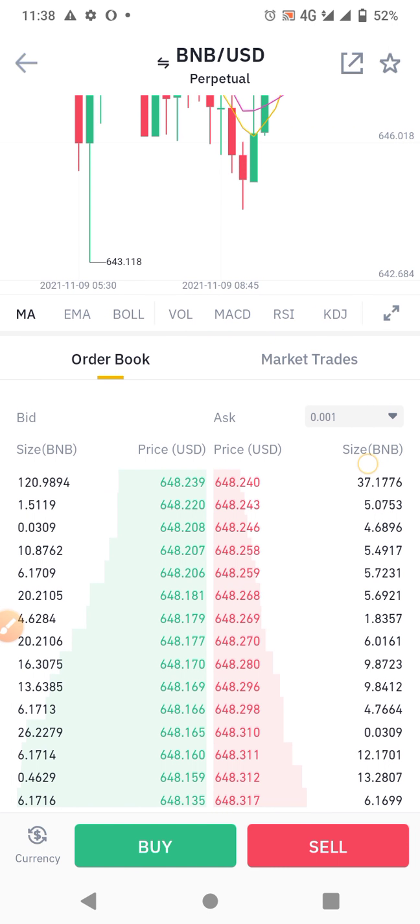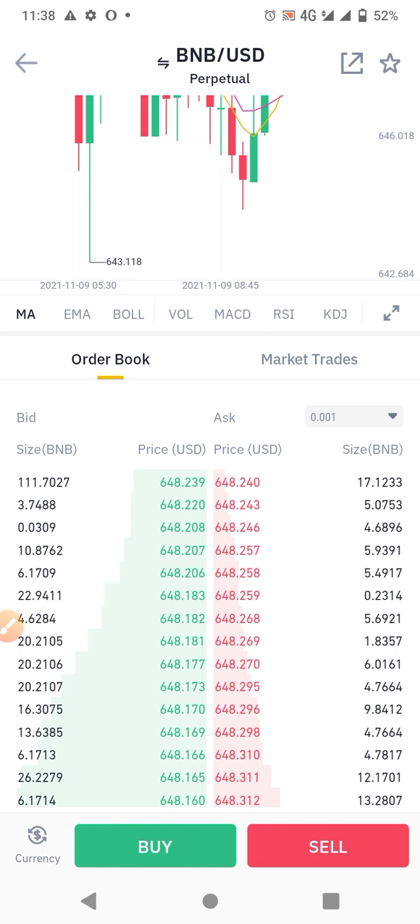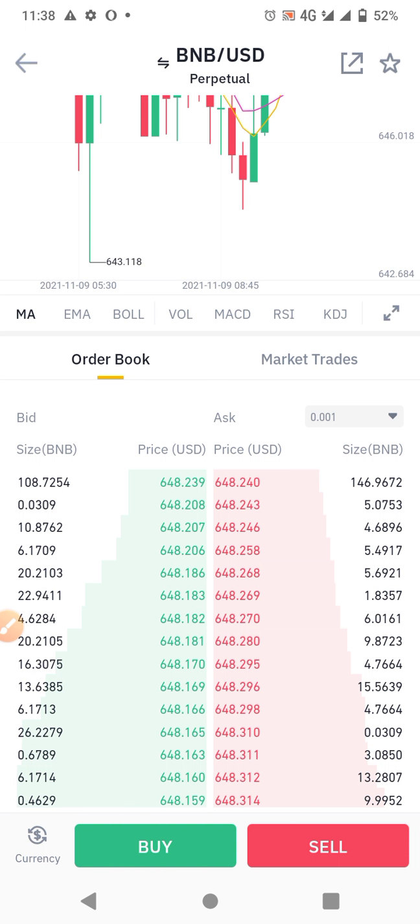So scrolling down, this is the order book. This is how people are buying and selling at a particular time. These are the order book. You can see they are not stable. That means millions of people or hundreds of thousands of people are trading this token, this coin, at a particular time.